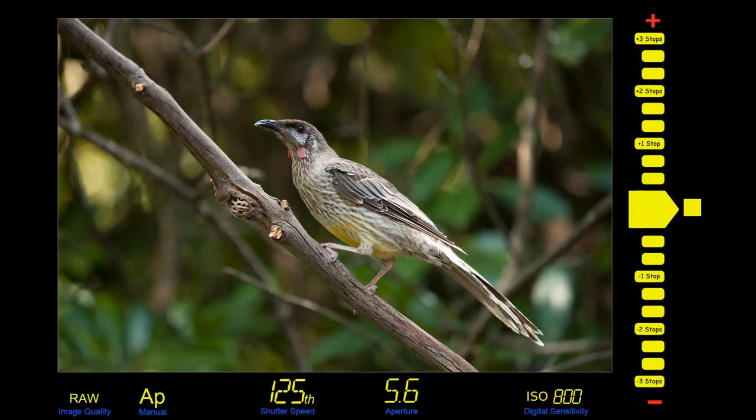The one vital thing to remember when we consider ISO is this. If you really need a faster shutter speed and the only way to achieve that is by pushing up the ISO, then do it. For the simple reason that we can do something about noise in an image, but we can do precious little about an unsharp or a blurred image.